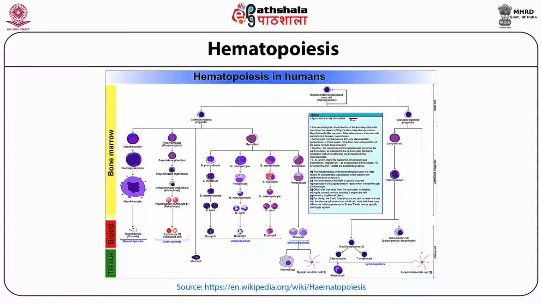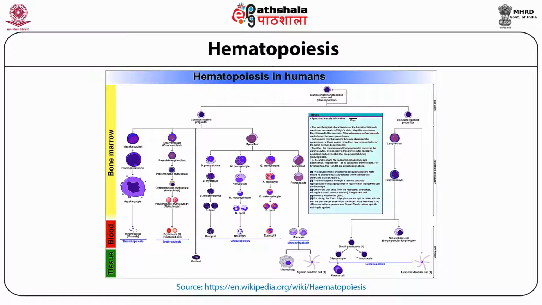Now first seeing the myeloid progenitors. These myeloid progenitors then give rise to three different types of cells. First one is the megakaryoblast, then second one is the proerythroblast, and the third one is the myeloblast.